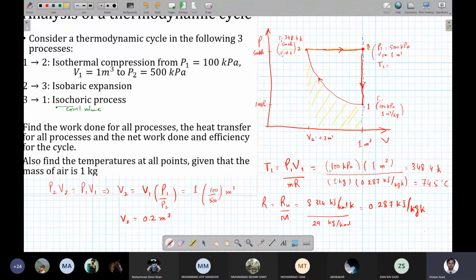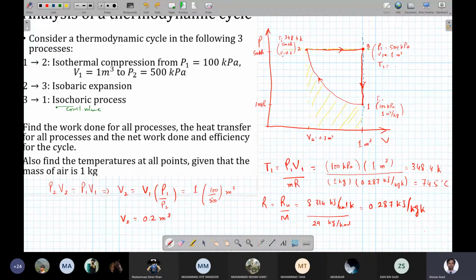The only thing that has changed is 0.3 पे, so T3 is going to be equal to P3V3 divided by mR. The only thing that has changed is कि ये जो है ना 500 हो गया instead of 100. ठीक है, so you could reapply the ideal gas law, or you can just multiply this 348.4 into 5, same thing, right? So that's the बाकी ideal gas law में कोई change नहीं आया.